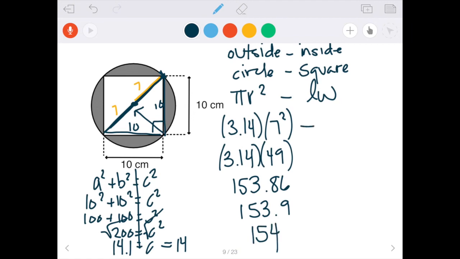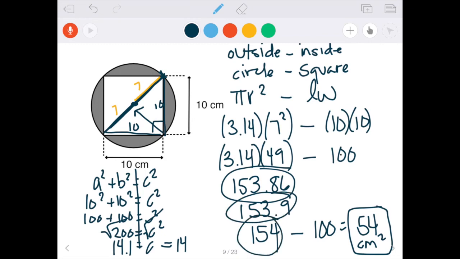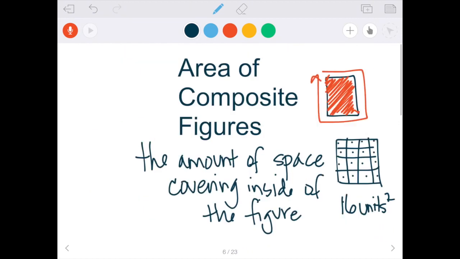And the length and width of our square is 10 and 10, which is 100, which gives me, whoops, I almost said 144. That gives me 54 centimeters squared. All right, like I said, if you didn't round, that's okay. Whatever number you used, you're going to be taking away 100, and if you got the right answer, then you're good.